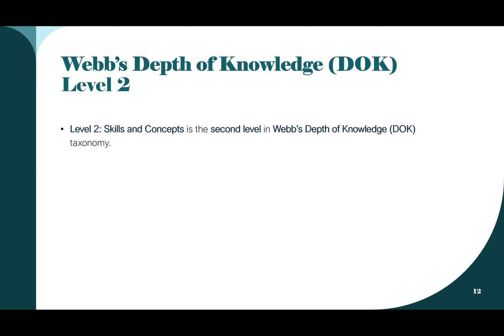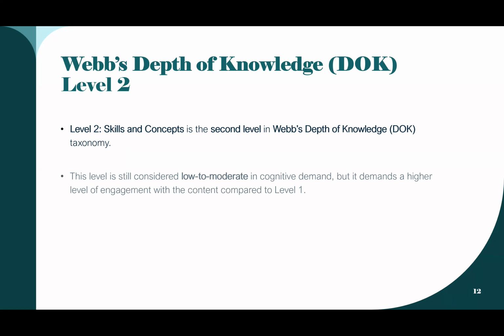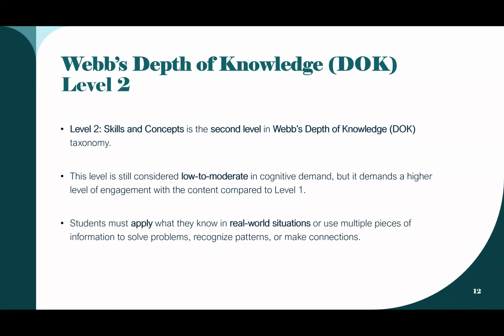Level 2, skills and concepts, is the second level in Webb's depth of knowledge taxonomy. At this level, the cognitive demand shifts from simple recall to tasks that require application and the use of skills or concepts. While tasks at level 1 involve remembering and reproducing facts, level 2 involves tasks that require students to apply these facts in different contexts and demonstrate their understanding of concepts.